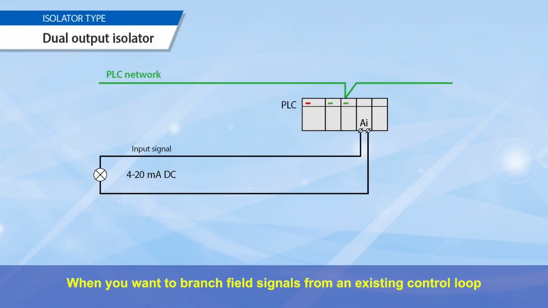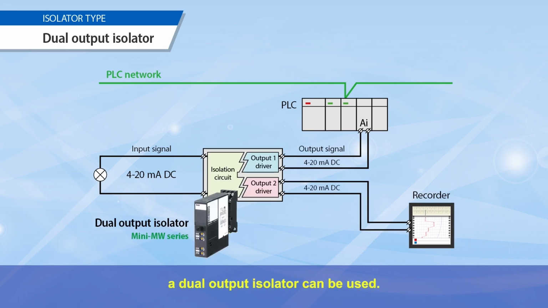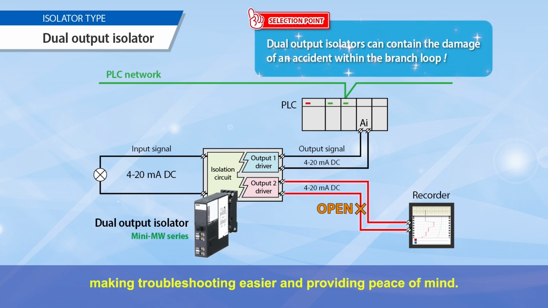When you want to branch field signals from an existing control loop and use them for another purpose, a dual output isolator can be used. This way, even if a wire break or other problem occurs somewhere in the newly branched loop, the impact can be limited to the branched loop, making troubleshooting easier and providing peace of mind.